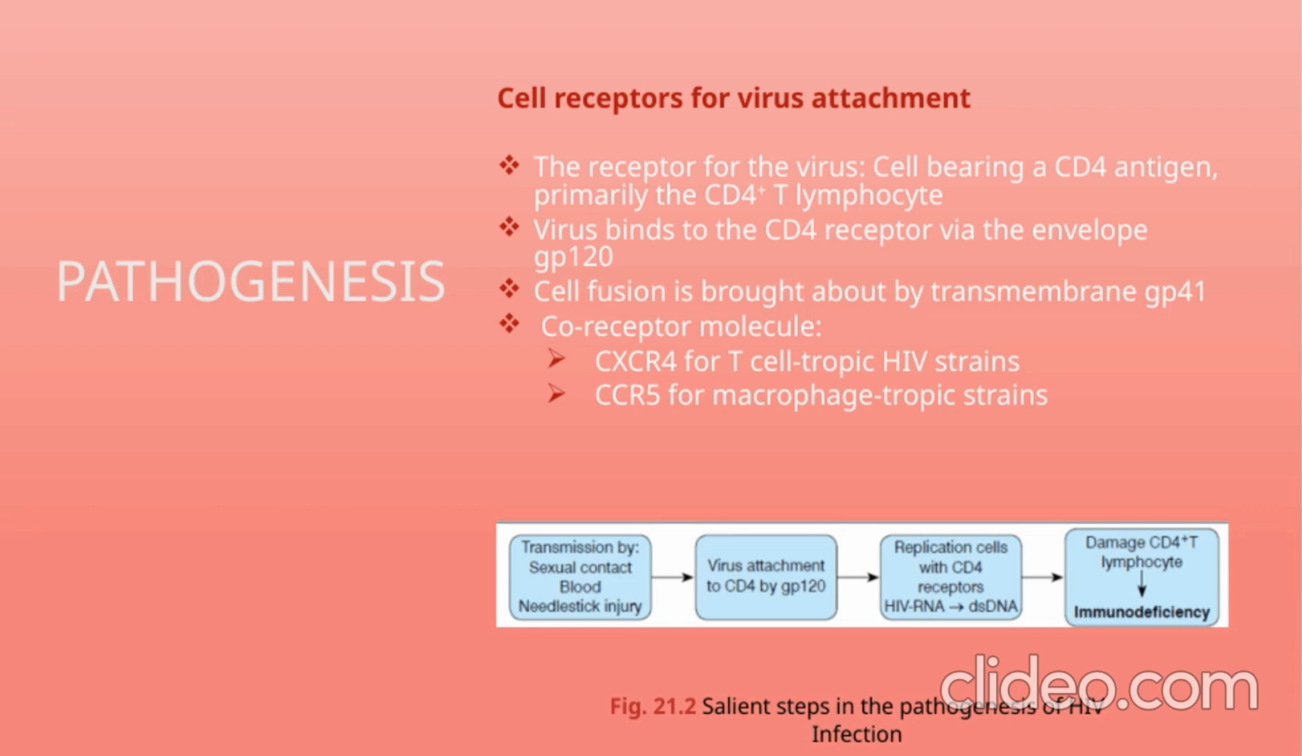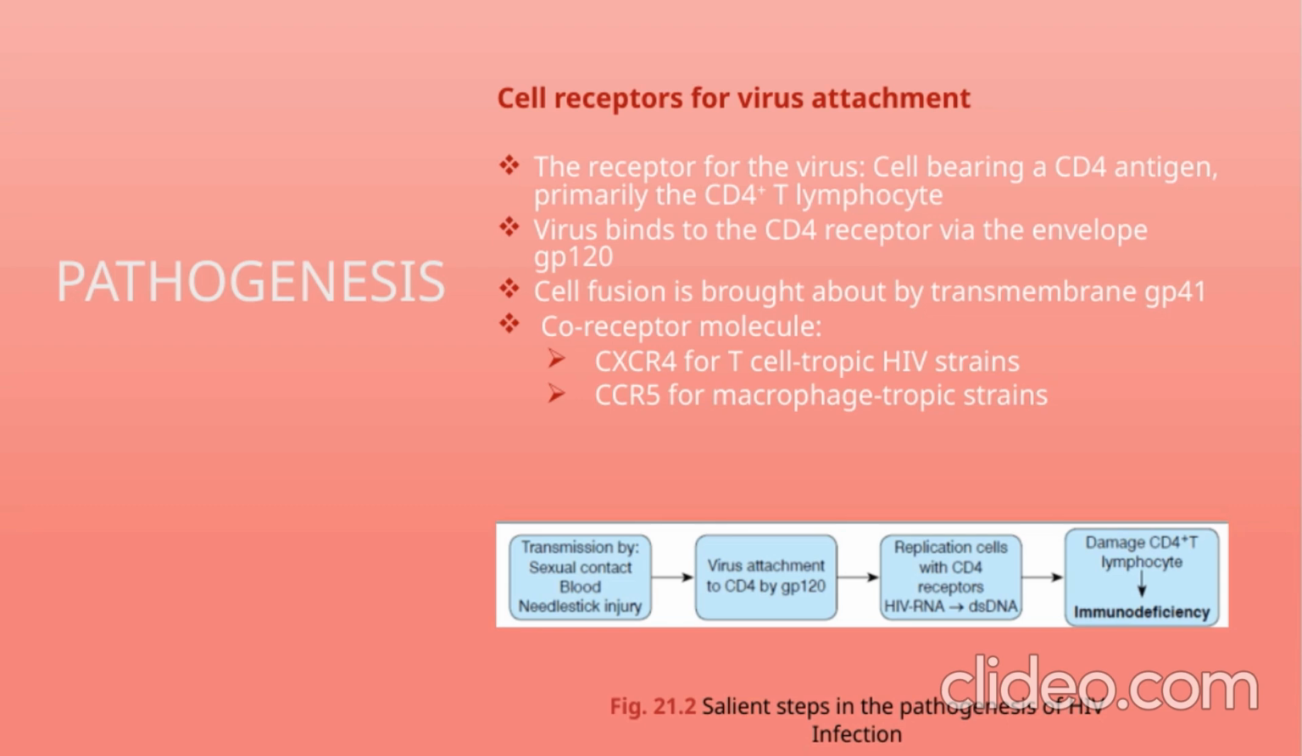infection. Once the virus binds, the next step involves cell fusion, which is facilitated by another viral protein called GP41. This protein helps the viral envelope fuse with the cell membrane, allowing the viral core to enter the host cell.